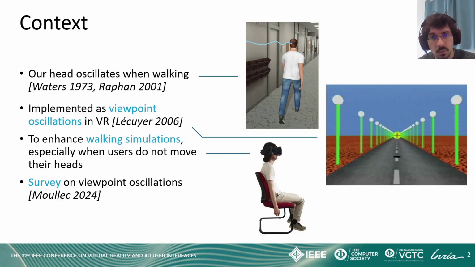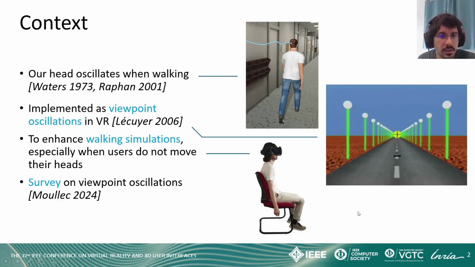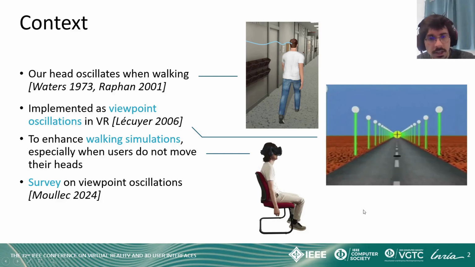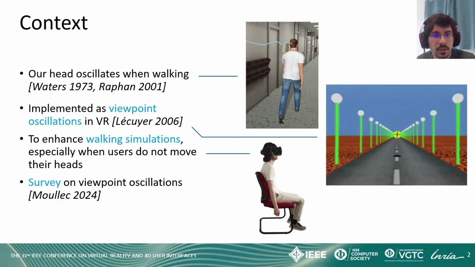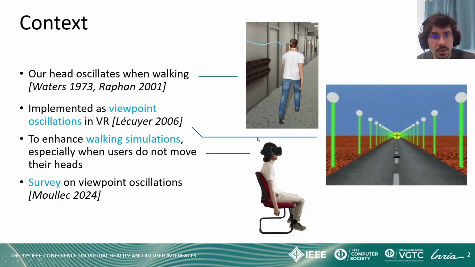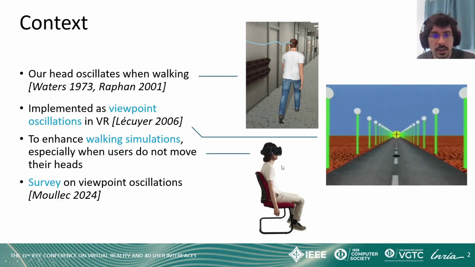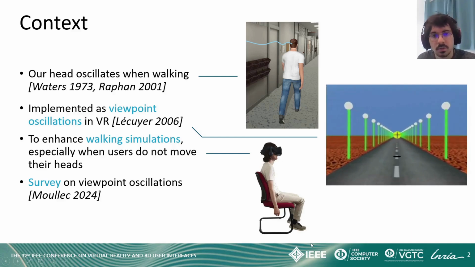So as you know, when you walk your head oscillates in space, as illustrated here, and this physical head motion may be implemented in VR as a visual stimulation, which is what we call viewpoint oscillations. So here is an example of implementation. And this is particularly used to enhance walking simulations, especially when the user does not perform such a physical head motion, for instance in a seated posture.